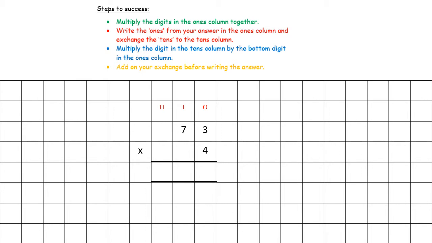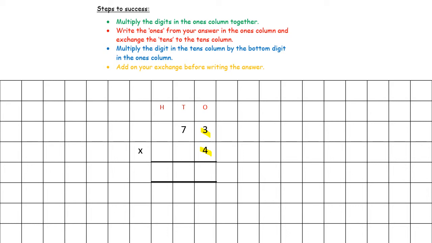So let me just highlight those for you so you know what I'm talking about. You've got 73, which has 3 ones, and then you've got 4 ones. The first thing we need to do is multiply those 2 numbers together. So you've got 3 times 4, okay? And that's 12.